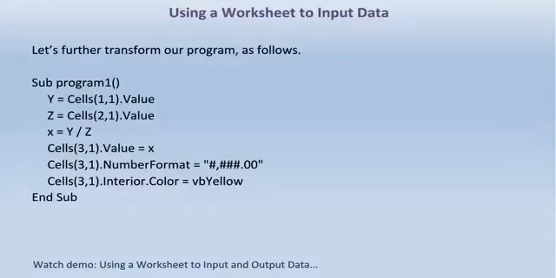Using a worksheet to input data. Let's further transform our program as follows. This line reads the value in cell 11 to the variable y. This line reads the value in cell 21 to the variable z. This line performs the calculation of x. This line writes the value of x to the cell 31. The other lines format the cell 31.